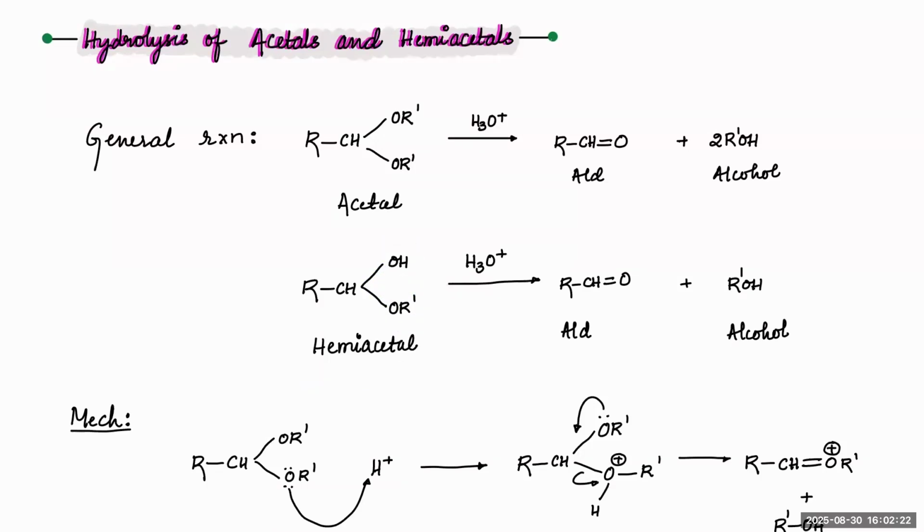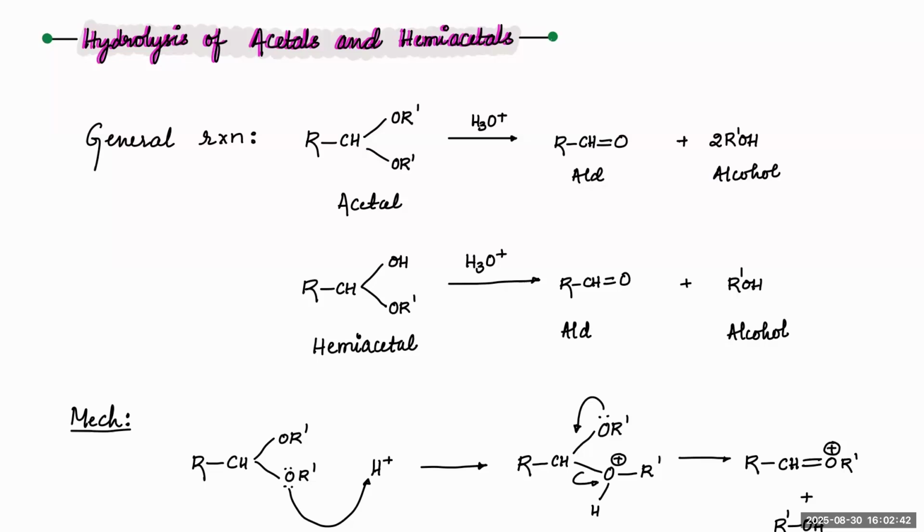Okay, so one is acetal, the other one is hemiacetal. Now if you hydrolyze the acetal group, then this part will convert into aldehyde, and these two parts will come out as 2 moles of alcohols. Again, that is a shortcut.